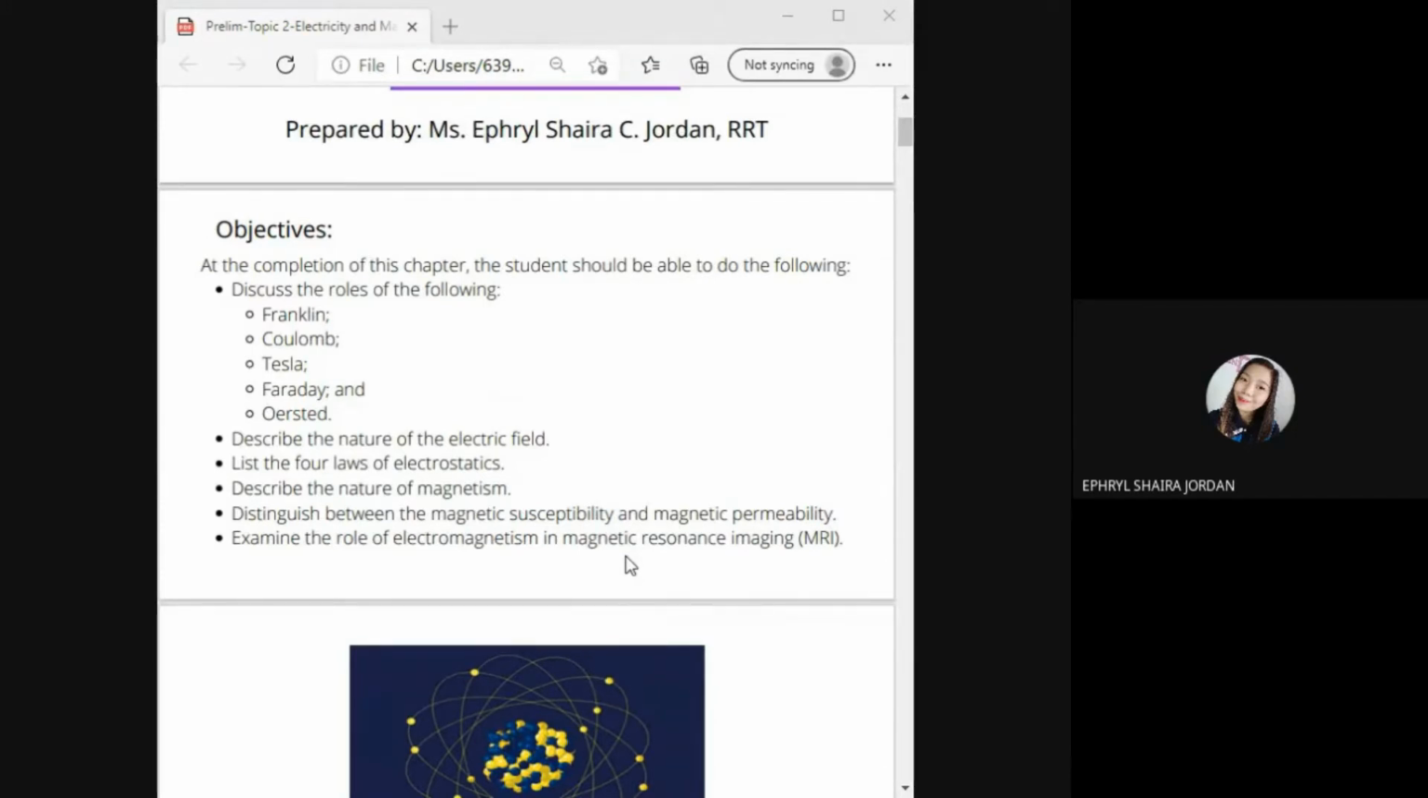We are going to describe the nature of the electric field. Then, we are going to discuss the list of the laws of electrostatics. We will describe the nature of magnetism. We will distinguish between magnetic susceptibility and magnetic permeability, and examine the role of electromagnetism in magnetic resonance imaging, or MRI.